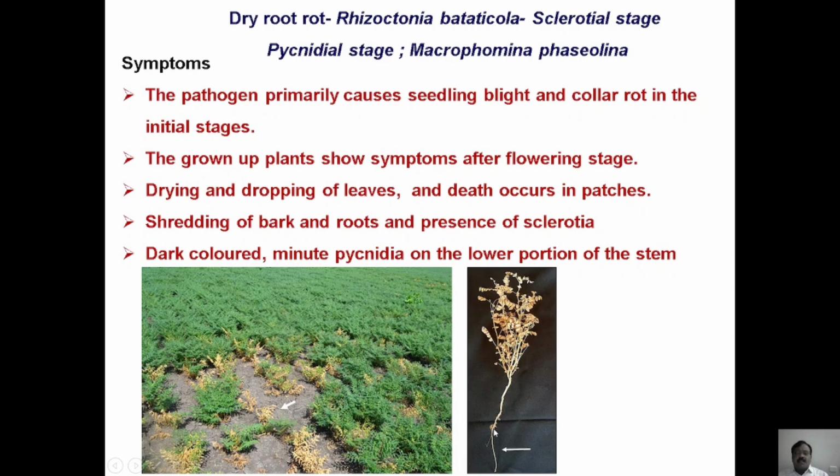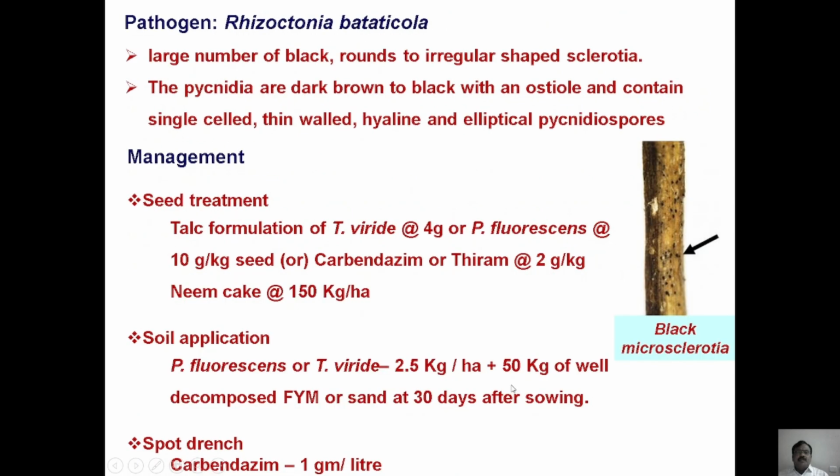The shredding of barks at the basal portion and the shredding of roots due to the infection are the common symptoms produced by this pathogen, besides producing lot of sclerotia as well as pycnidia, dark brown color minute pycnidia at the basal portion of the infected stem. So this bataticola produces large number of round, irregular shaped sclerotia at the basal portion, and besides it also produces pycnidia with the characteristic ostiole, which contains numerous single-celled, thin-walled, hyaline, elliptical pycnidiospores or conidia.